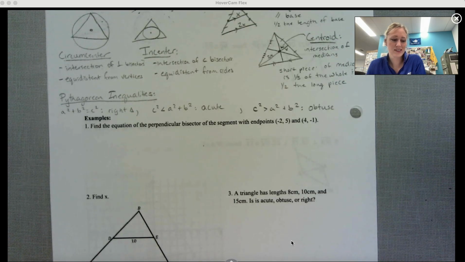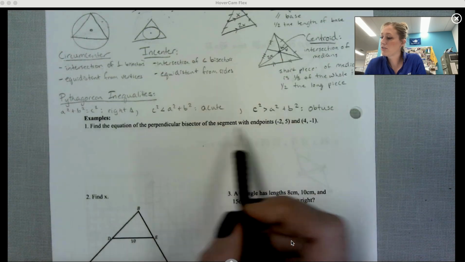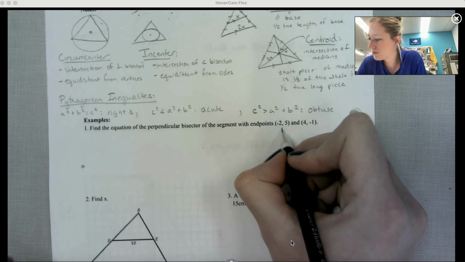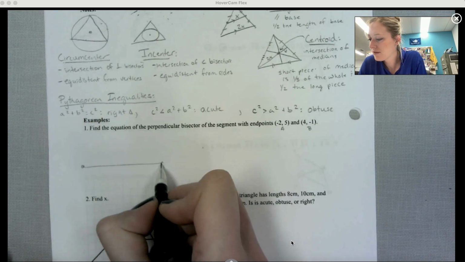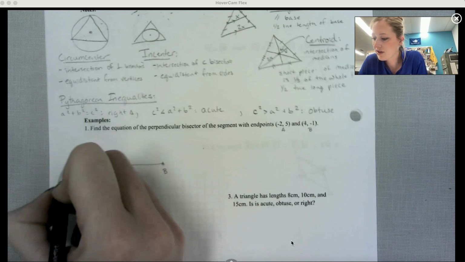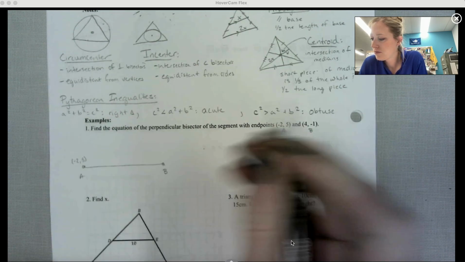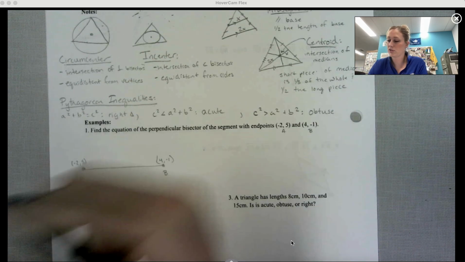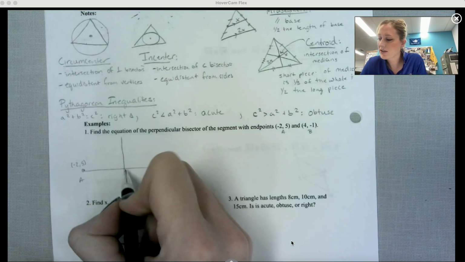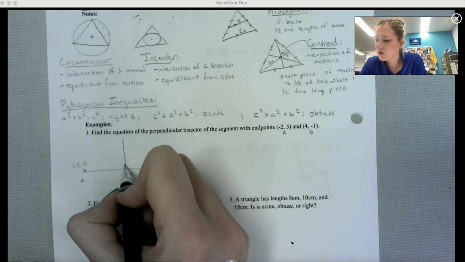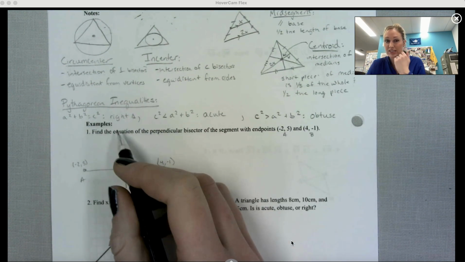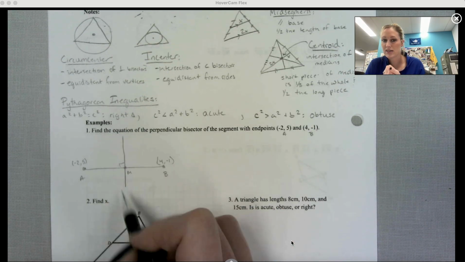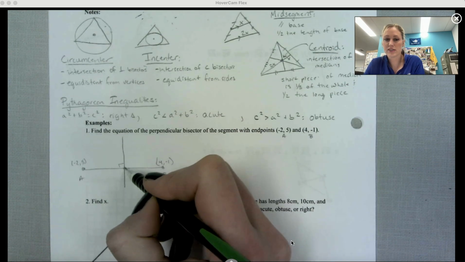First one, we're going to write the equation of a perpendicular bisector to this segment. We'll make these A and B. A is at (-2, 5). B is at (4, -1). They want the perpendicular bisector equation. So we want the line that comes exactly through the middle, the midpoint, and we want it to form a right angle. I want the equation of this line. At the very minimum, I need a point on this line and the slope of this line. The point on this line would be the midpoint.